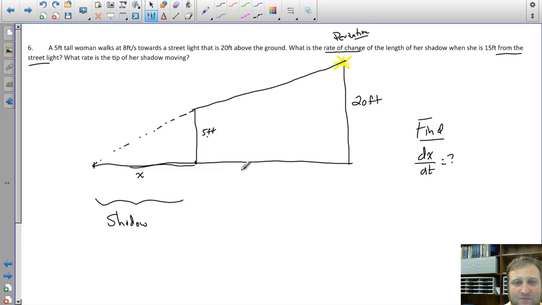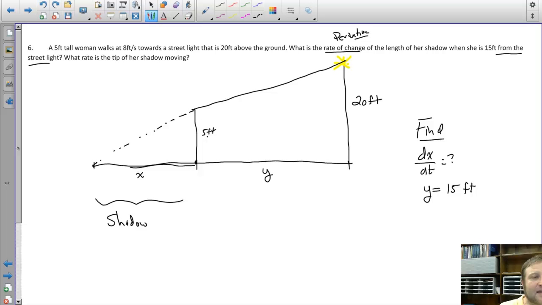We take a snapshot, a picture of her. So I'm just going to call this value y, when she is 15 feet from the light pole itself. So we're going to be looking when y is equal to 15 feet. And then it asks what rate is the tip of her shadow moving. But let's go ahead and work through the first part.